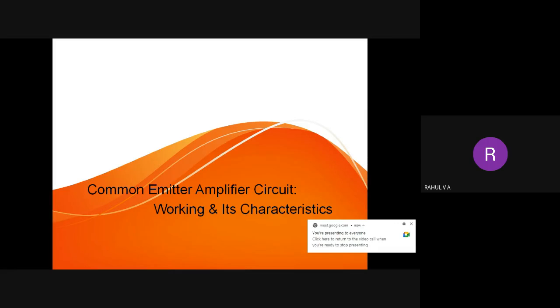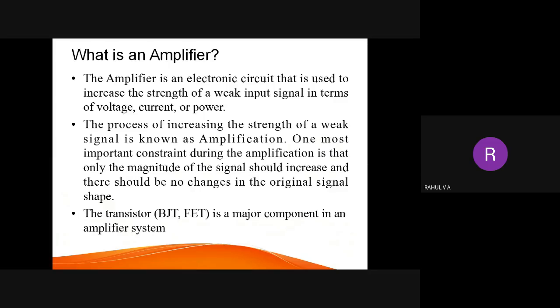In yesterday's class, we were discussing the public addressing system, and then we started the common emitter amplifier circuit. We have just introduced this topic. So, amplifier. What does an amplifier mean? It is a circuit which is used to increase the strength of a weak signal. We have already seen what a pre-amplifier and a power amplifier are. It will increase the strength of a weak signal in terms of voltage, current, and power. That is what an amplifier will do.